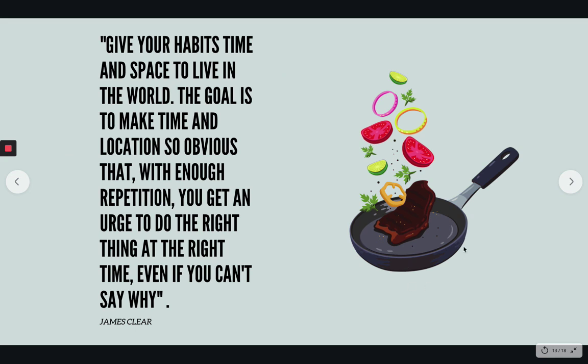Great quote here from James Clear, who we love, who wrote the book Atomic Habits that we'll recommend at the end of this presentation as well. But give your habits time and space to live in the world. The goal is to make time and location so obvious that with enough repetition, you get an urge to do the right thing at the right time, even if you can't say why. Okay? Create a new autopilot.